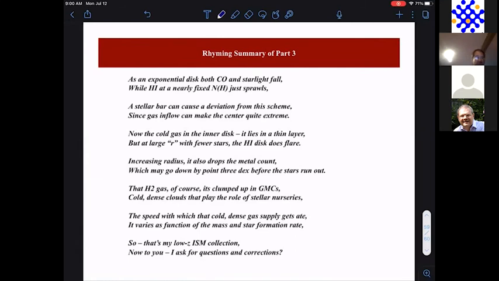Now, the cold gas in the inner disk, it lies in a thin layer, but at large R, with fewer stars, the H1 disk does flare. Increasing radius, it also drops the metal count, which may go down by 0.3 dex before the stars run out.